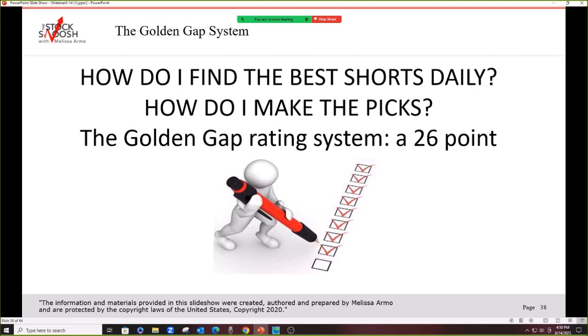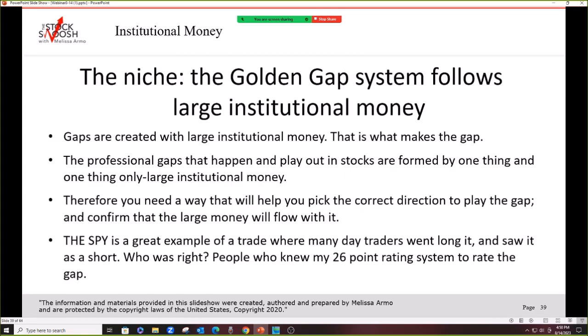How do I find the best shorts daily? How do I make the best picks? My goal every day is to find the best pick, whatever it is. So I have a rating system to do that. It's called the Golden Gap. It's a system that I devised myself over the course of 3 years. And I'm looking for institutional money in the gap. Gaps are created with large institutional money. That is what makes the gap in the first place. It is the gap that is created in the pre-market or the post-market. So again, like the Apple, I called way before the open. Okay, you would have gotten that trade to your email if you were trading options with me on the newsletter.